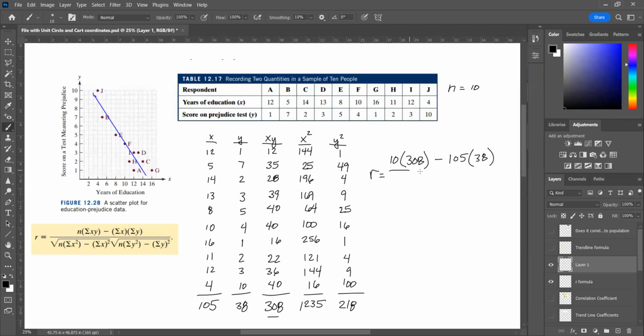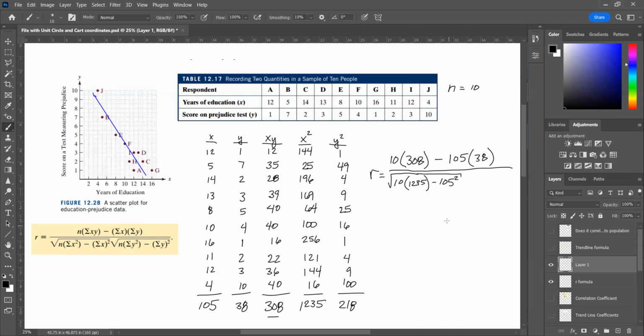And we're going to divide that. And this is where it might get a little tricky in our calculators. We're going to have the square root of n again, which is 10, times the sum of the x squareds, which was 1235, minus the sum of the x's, which is 105, and it says we need to square that.